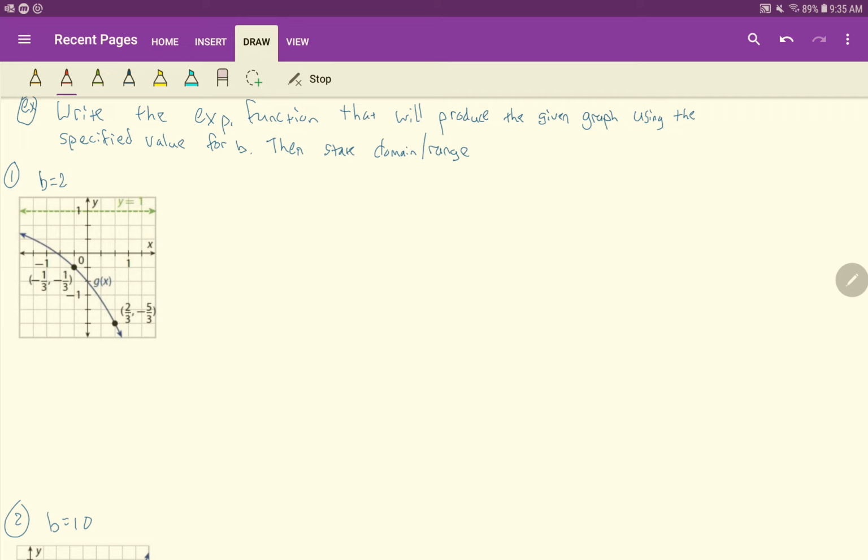All right, write the exponential function that will produce the given graph. So here's our graph using the specified value for b. They're going to have to give you the base. In this case, we're going to use 2, and then the next one we use 10. And they're going to state the domain and range. Okay, so let's use our information here.